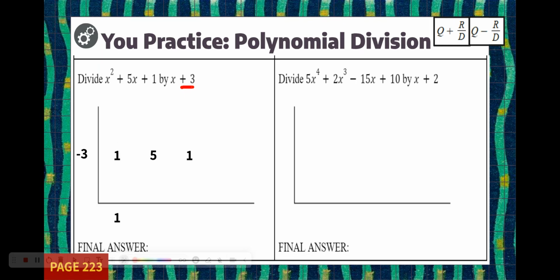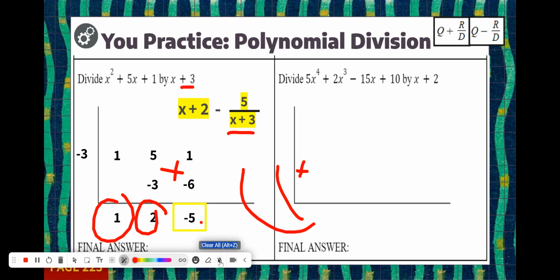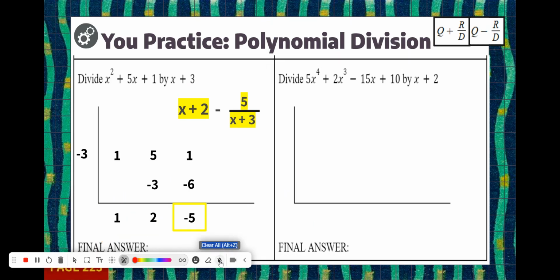Next, you're gonna bring down that 1, then multiply 1 times negative 3. That would become negative 3. You're gonna add them. That's 5 minus 3 is 2. Then I'm gonna multiply it again, which is negative 6. Then I'm gonna add them again, and that would be negative 5. So the final answer will be x plus 2, and then 2, and then your remainder is negative 5 over the divisor x plus 3. Wait, let me erase this one because I don't know why they keep moving.